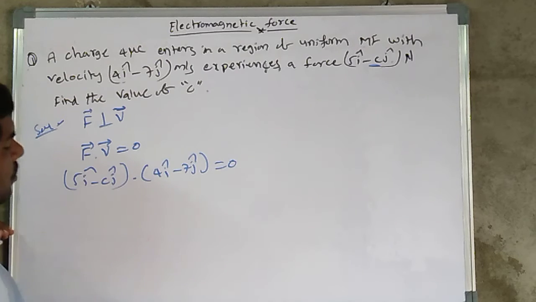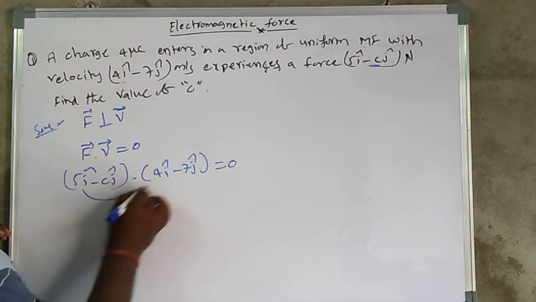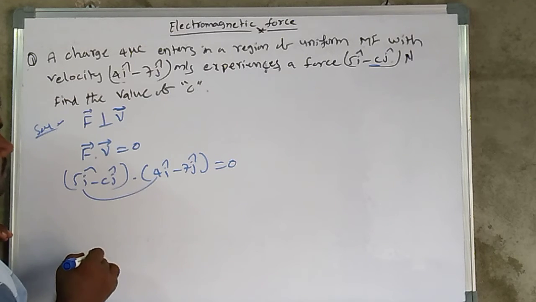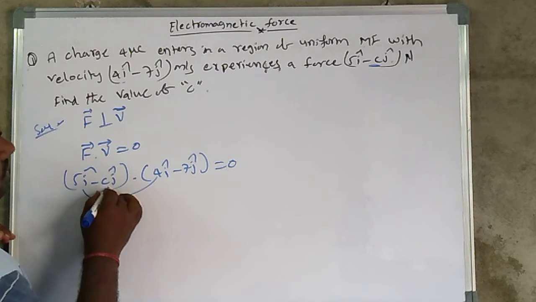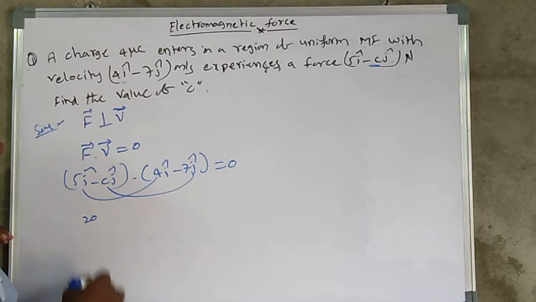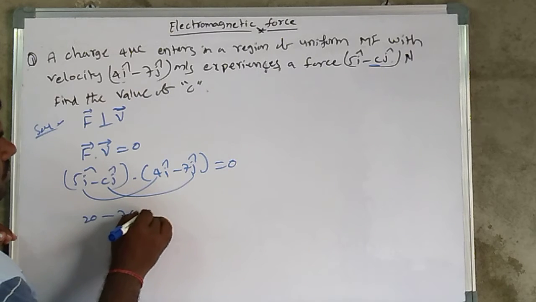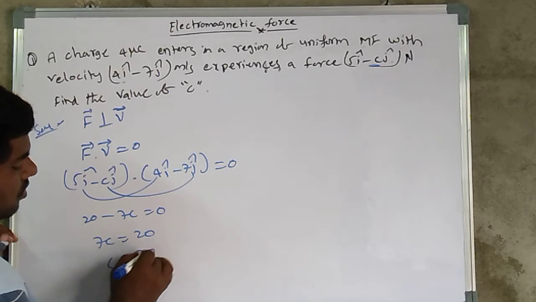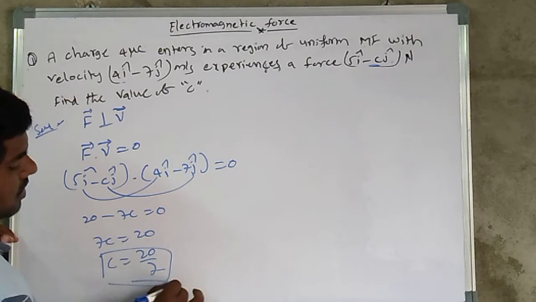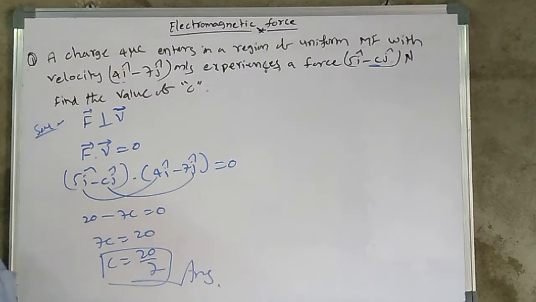equal to 0. So here i dot i only exists, the remaining terms are all 0. Here 20, and j dot j only exists, the remaining are all 0. Minus 7c is equal to 0. So 7c is equal to 20. c is equal to 20 by 7. So this is the answer to the question.